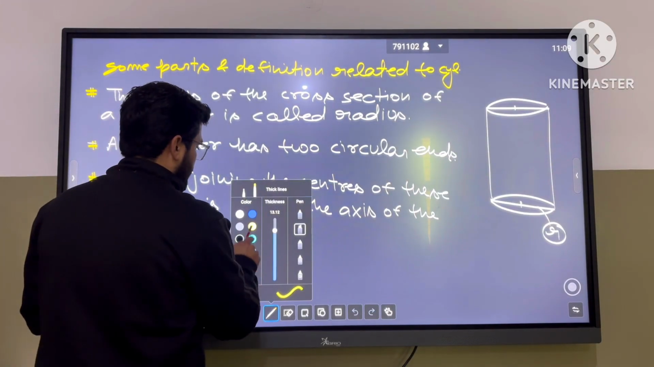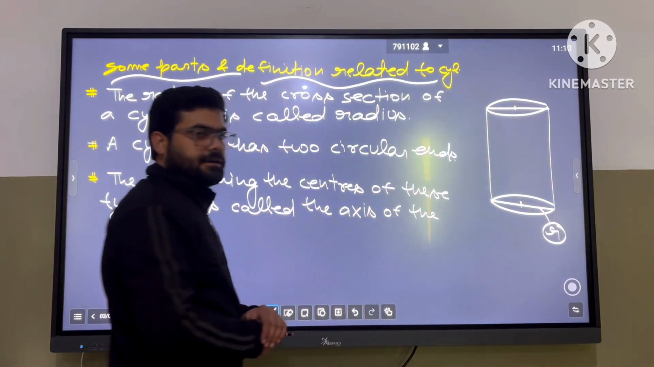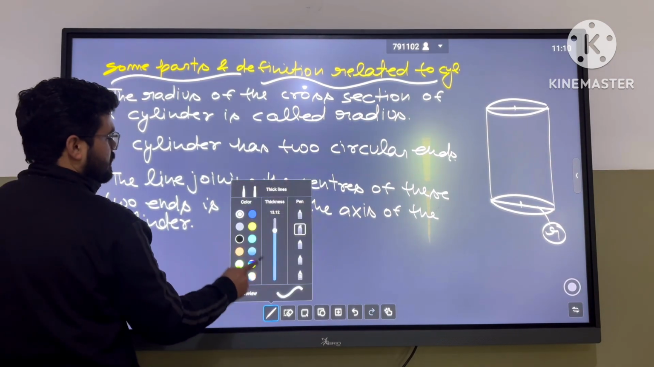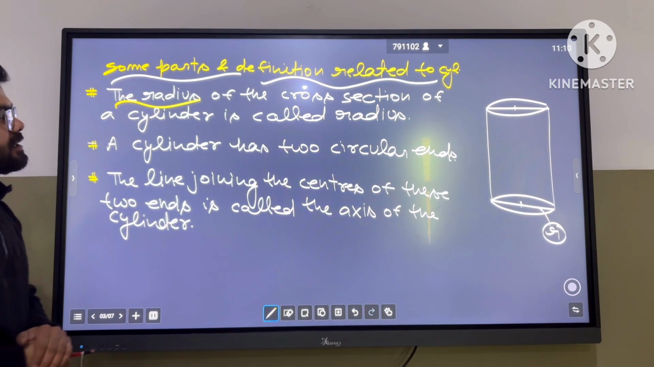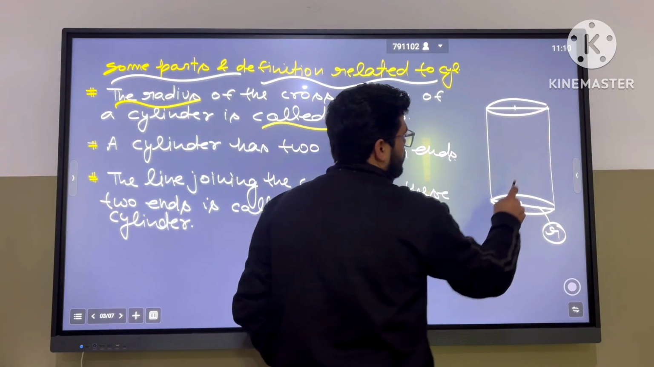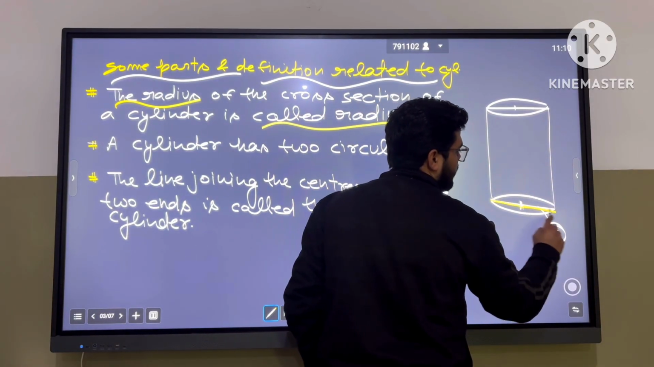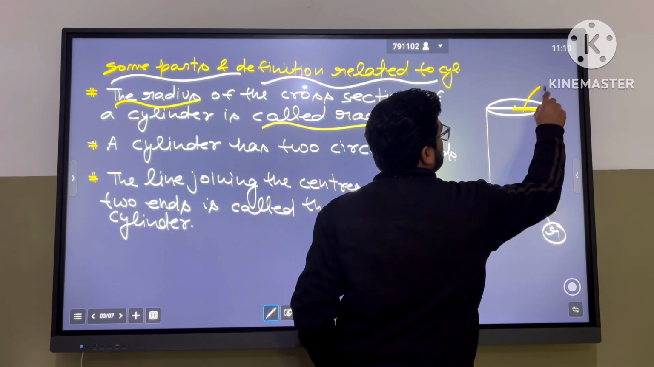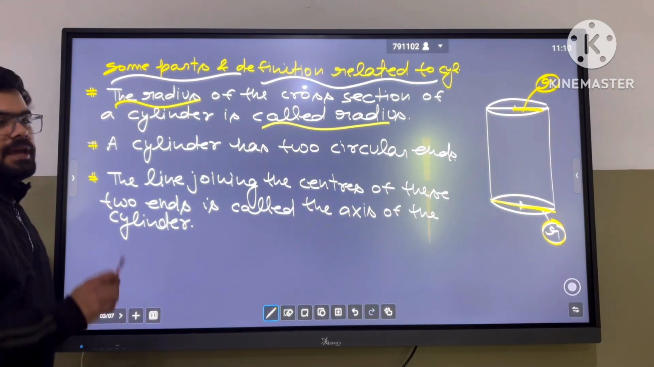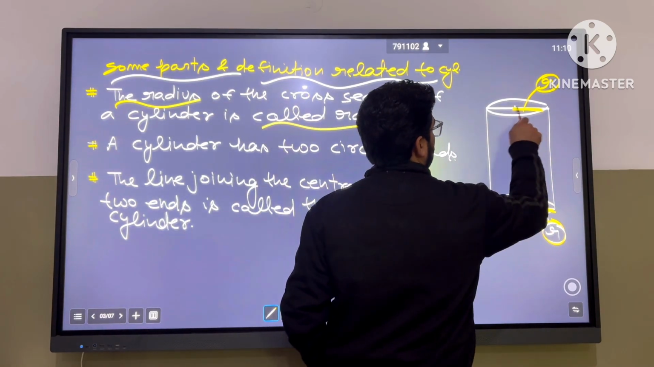Now we will discuss some parts and definitions relating to a cylinder. The first one is the radius. The radius of the cross section of a cylinder is called the radius. So, in this cylinder, this is a radius and this is also a radius. In the cylinder, we have only two things, radius and height. So, this is the radius of this cylinder.